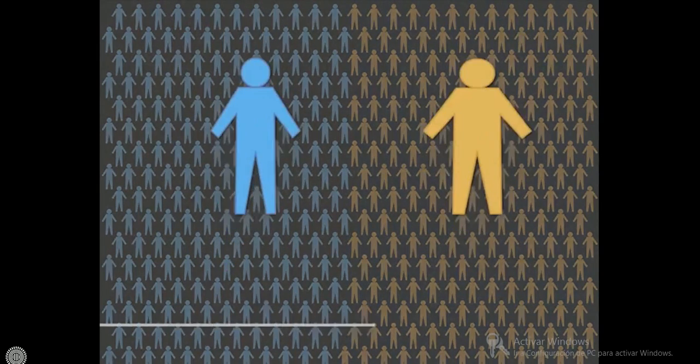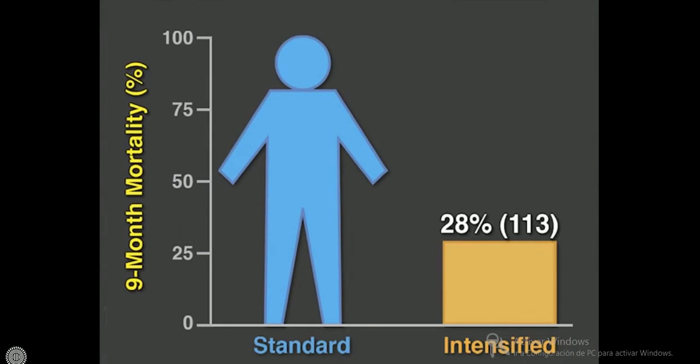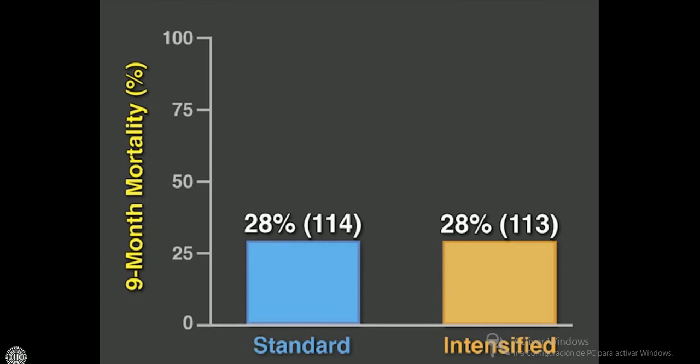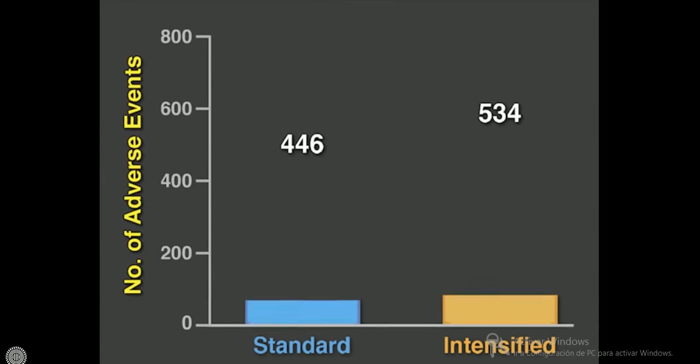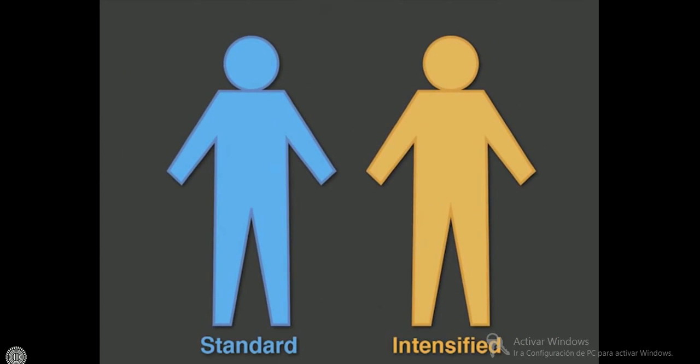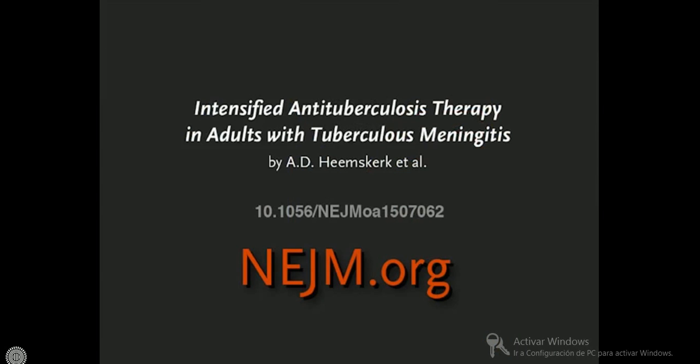There was no difference between the 2 groups in 9-month mortality rates. 113 patients died in the intensified treatment group as compared with 114 patients in the standard treatment group. And there were no differences based on patients' HIV status. The overall number of adverse events did not differ between treatment groups. Thus, intensified treatment with higher dose rifampin in the standard regimen plus levofloxacin did not improve outcomes in patients with tuberculous meningitis. Full study results are available at nejm.org.